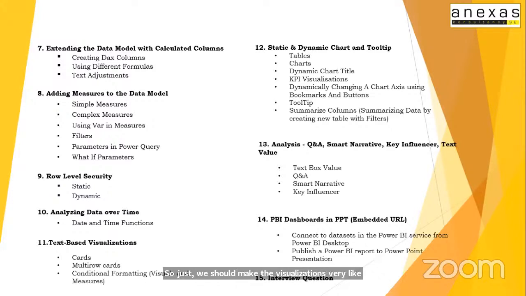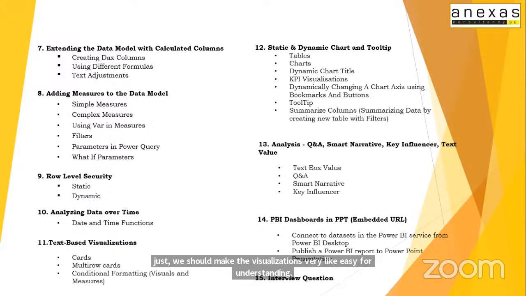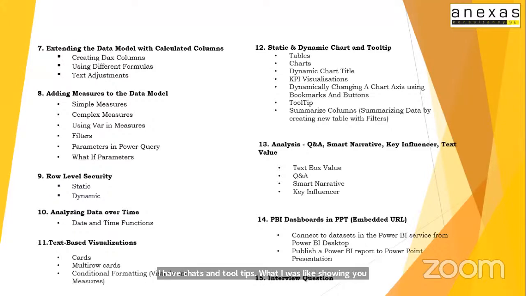I have charts and tooltips, which I was showing you, right? In a particular graph, if it is of total sales, I can still show the maximum of sales, the average of sales. I can show the total quantity, something which is not related to that particular chart or that particular x-axis, and it can also be brought into the tooltip.